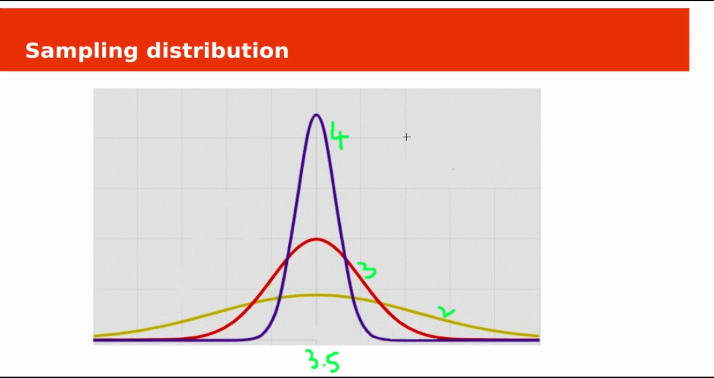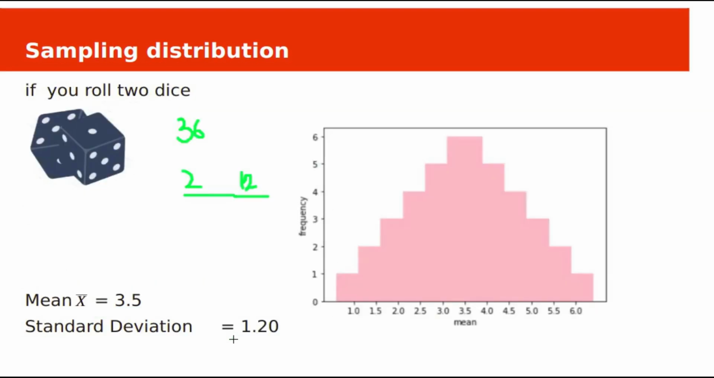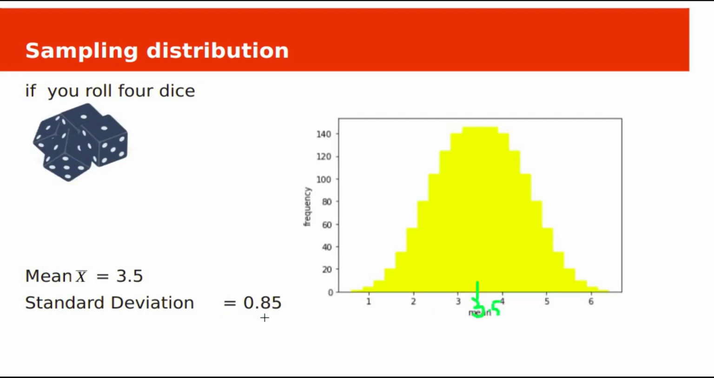If we calculate the standard deviation of the average for a given number of dice, for a single die this is just the population standard deviation, which is 1.7. For 2 dice, it would be 1.20. For 3 dice, it would be 0.99. For 4 dice, it would be 0.85. As expected, we see that the standard deviation of the average continues to drop as we increase the number of samples.